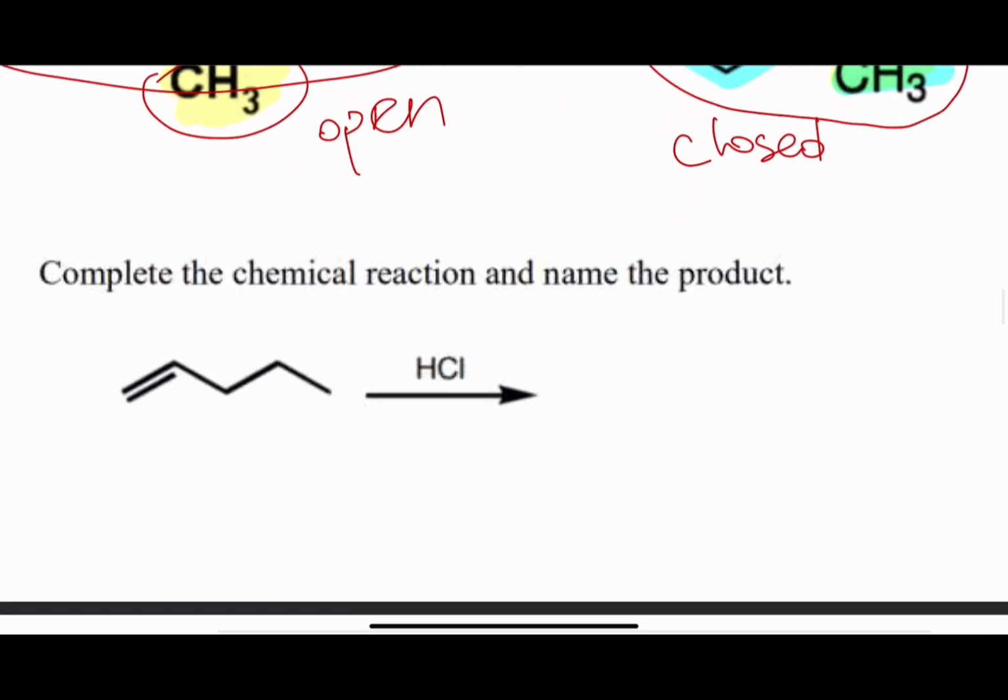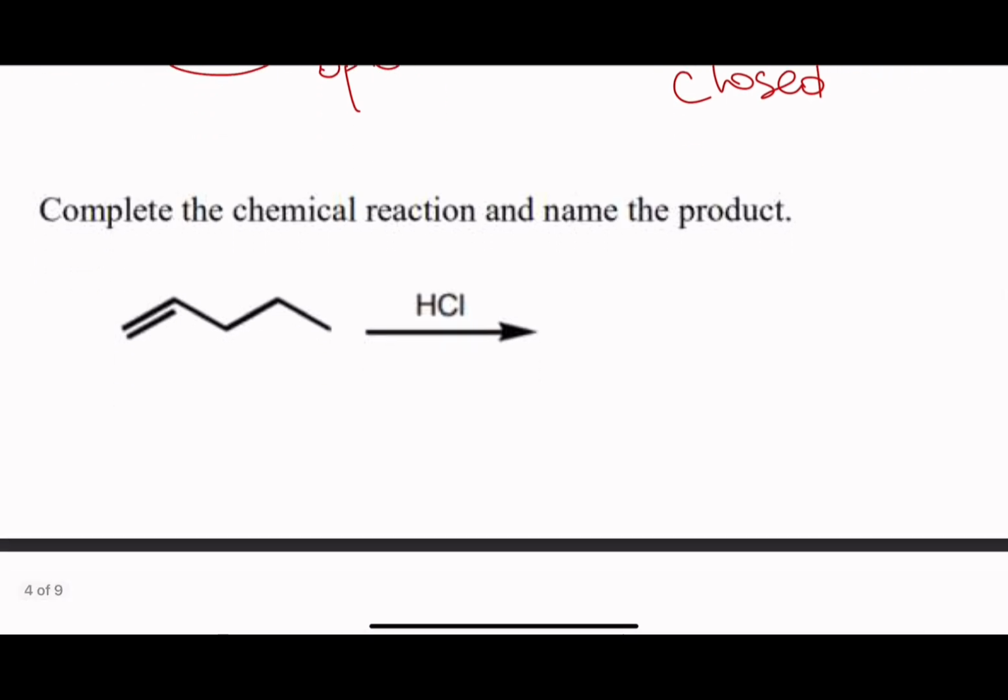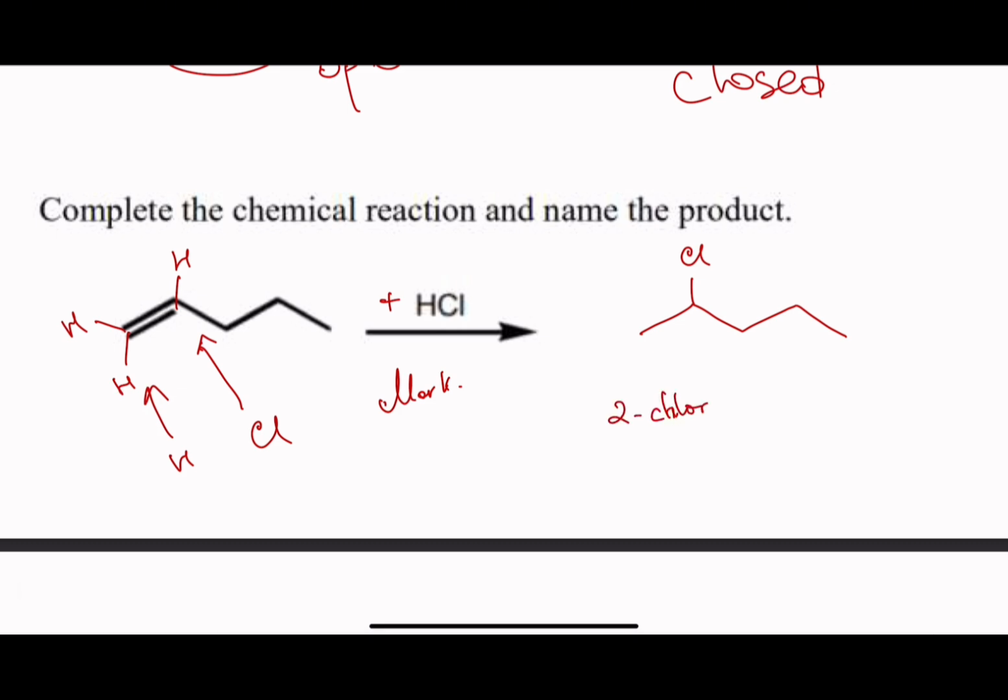Now, question 16, complete the chemical reaction and name the product. So we have to add hydrochloric acid. We need to go according to Markovnikov's rule. Markovnikov's rule means that the rich get richer. In here, if you check, you have 2 hydrogens in here and just 1 hydrogen in here. So I need to add the hydrogen in here and add the chlorine to this side. So this will make it just like this, and the name of this would be 2-chloropentane.